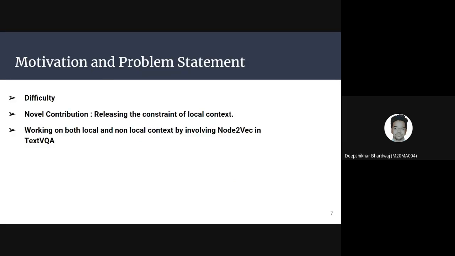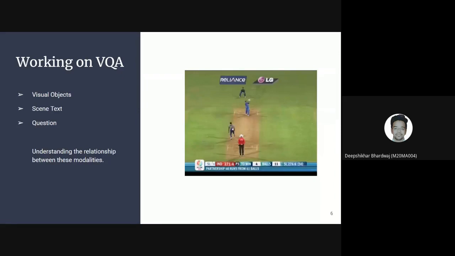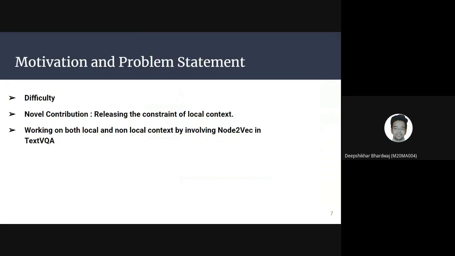Talking about my motivation and problem statement, this task turns out to be difficult. If I ask you how many players are there, you could directly say the answer is three. But from the perspective of the computer, it might get confused, count the umpire as a player, and give the answer four. This gives me the motivation to implement something new with my novel contribution, so that the accuracy comes out greater.